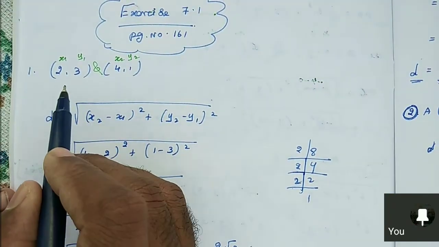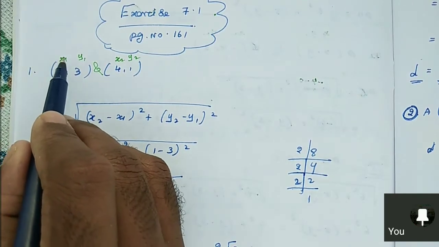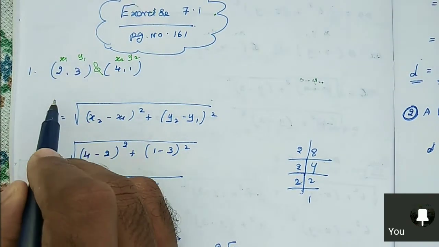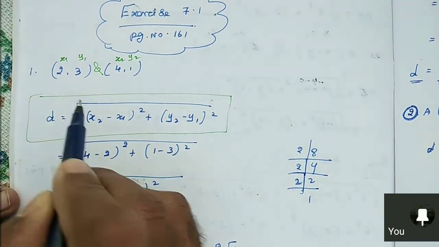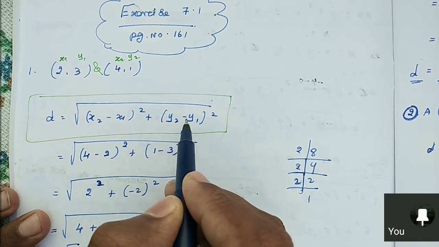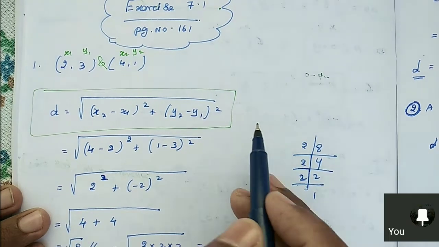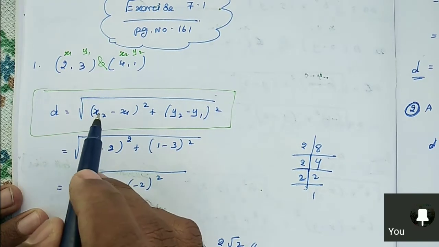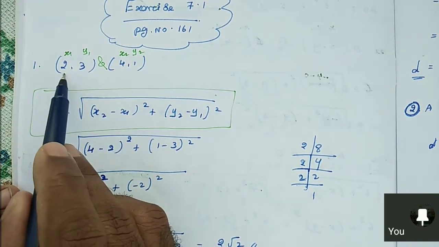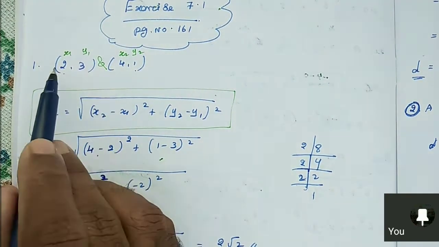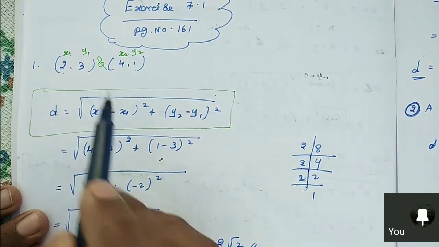So the first point 2 comma 3, I just take it as x1 y1. Second point 4 comma 1, x2 y2. So the distance formula: d is equal to square root of x2 minus x1 the whole square plus y2 minus y1 the whole square. Now you can substitute the values. So what is the x2 value? 4. 4 minus 2 the whole square, 1 minus 3 the whole square. Clear? 4 minus 2 the whole square plus 1 minus 3 the whole square.